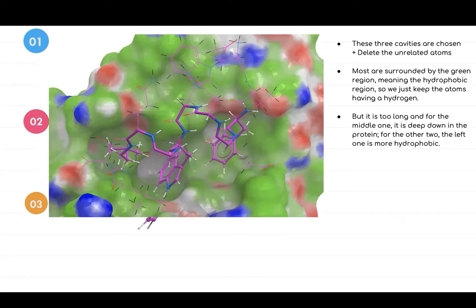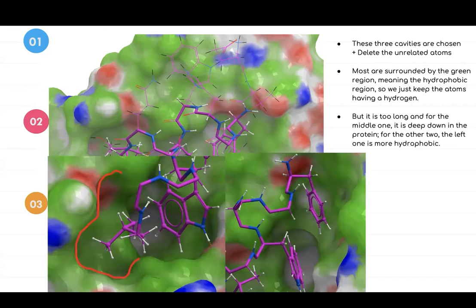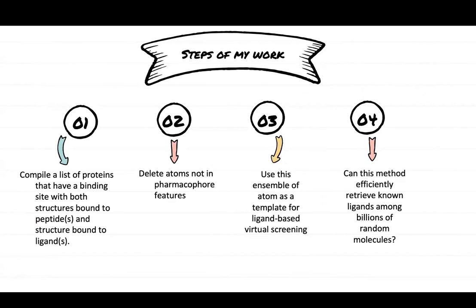Here, most are surrounded by the green region, meaning the hydrophobic region, so we just keep the atoms having a hydrogen. If the template was still too long, we like to compare these parts to choose the most hydrophobic part, or the part that mostly goes down in the cavity. It is too long, and for the middle one, it is deep down in the protein. For the other 2, the left one is more hydrophobic. Then we just use the pharmacophore mapping method to get the ranking of the molecules.